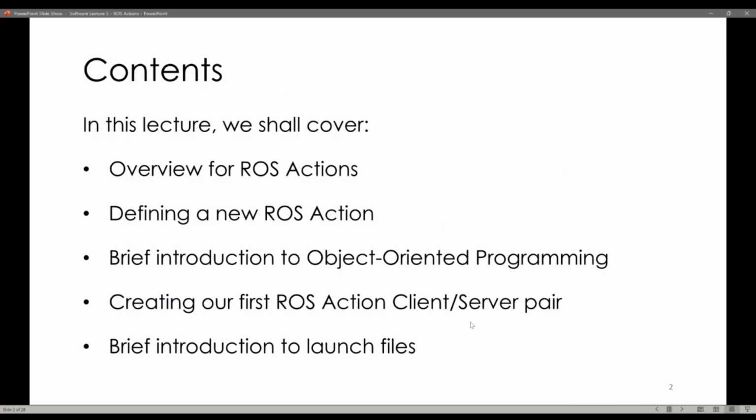Okay, so today we're going to cover what ROS actions are and how they work. We're then going to define a new ROS action, much like we defined a ROS service last lecture. Then we're going to have a very brief introduction to what object-oriented programming is and why it's useful, before creating our first ROS action client-server pair. Again, much like what we did with the ROS services.